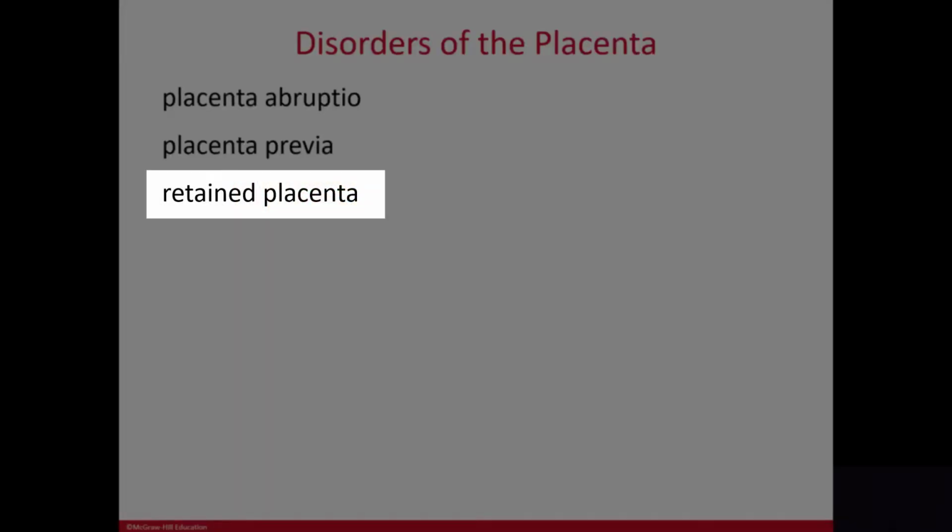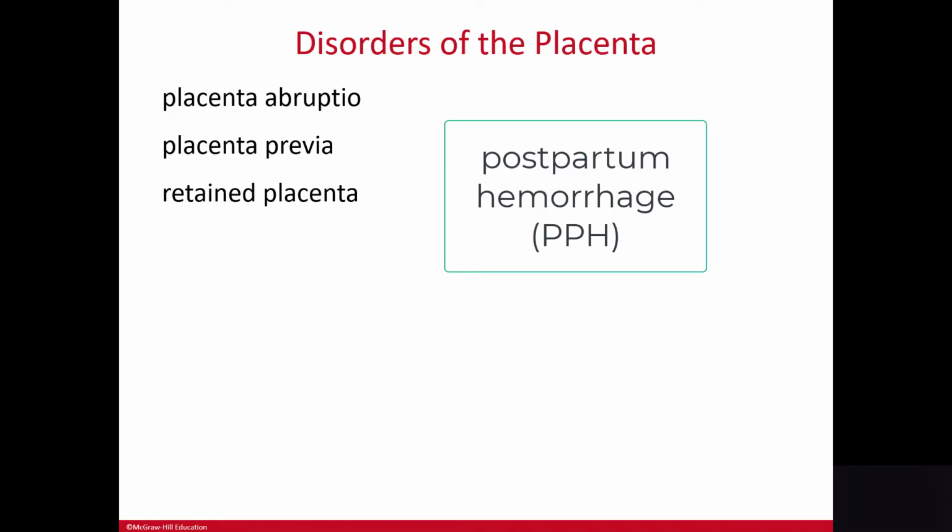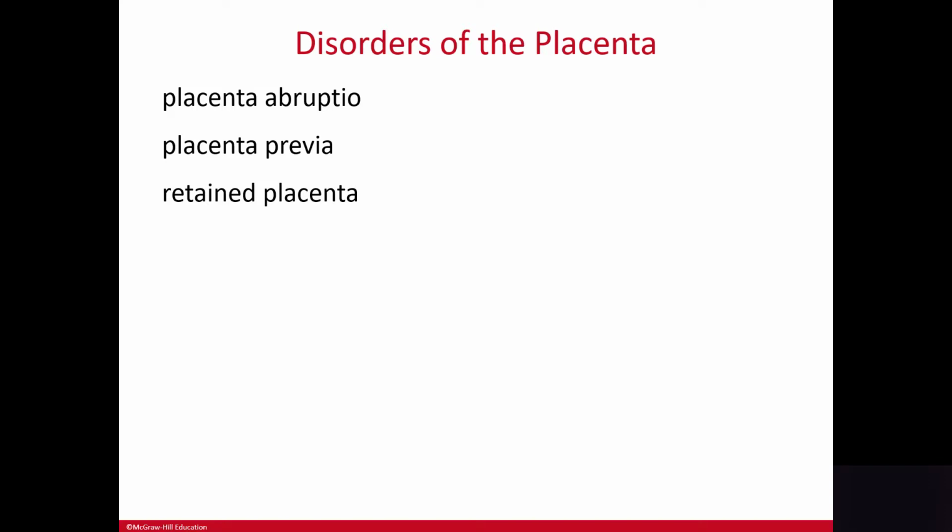Retained placenta is the name for a placenta that remains during the third stage of labor, when normally the placenta is expelled from the uterus naturally. I think we talked about this briefly in a previous video. The result of a retained placenta is heavy uterine bleeding called postpartum hemorrhage, or PPH. Manual removal of the retained placenta may be necessary and may require the mom to go to the operating room.